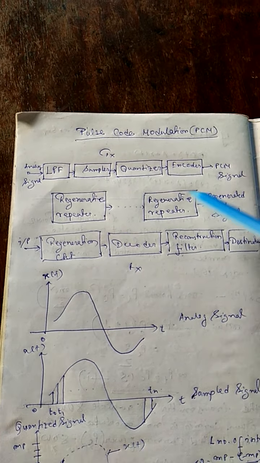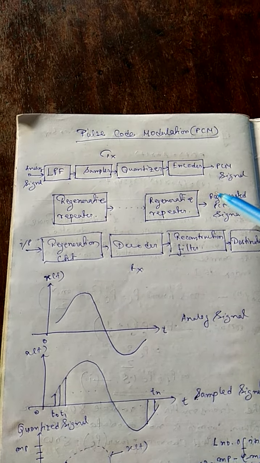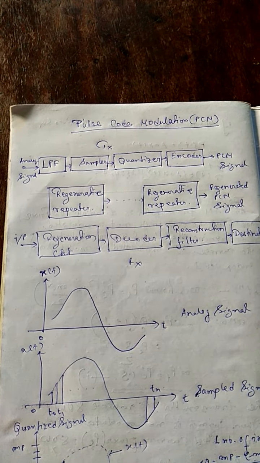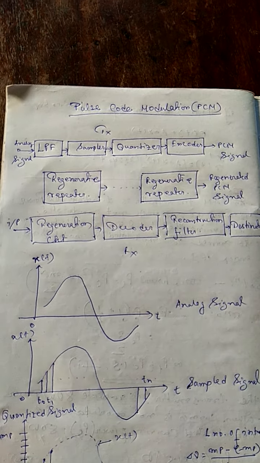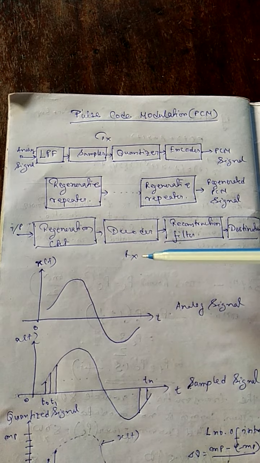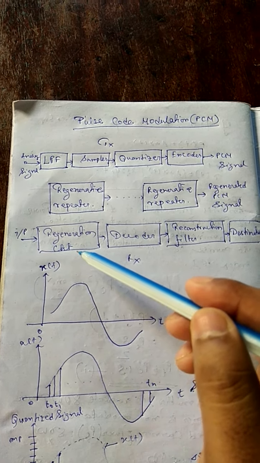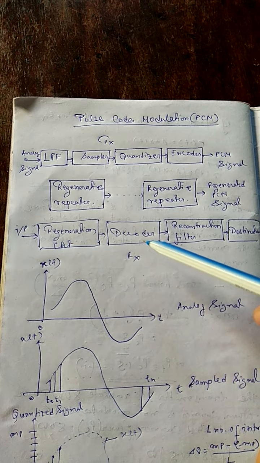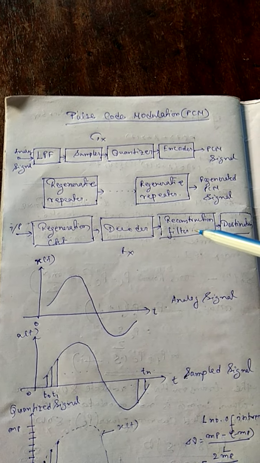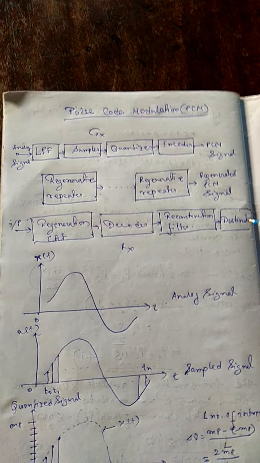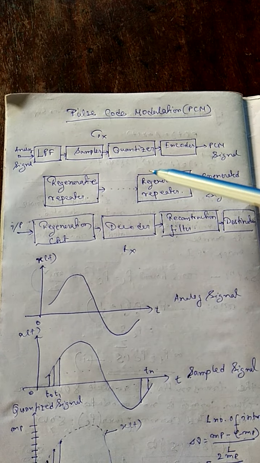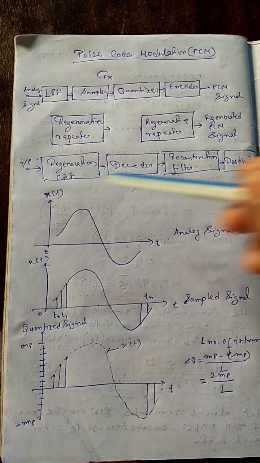After that we use the regenerative repeater. What is the function of the regenerative repeater? This is a big issue. Next, in the receiver portion, we have the PCM input, then the regenerative repeater, then the decoder, then the reconstruction filter, and then the destination. Before going deeper into that block diagram, we go for a descriptive analysis.